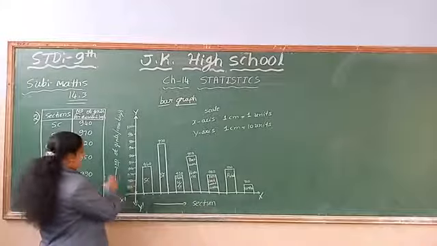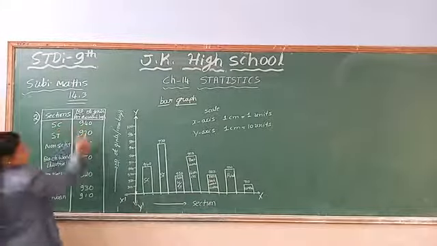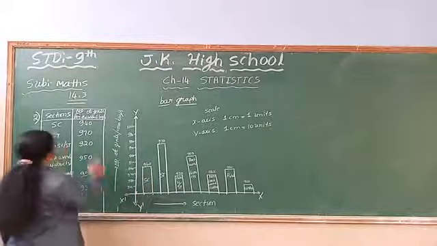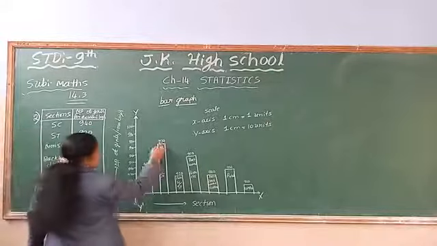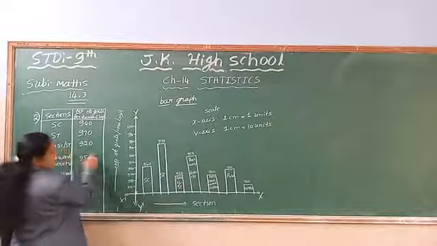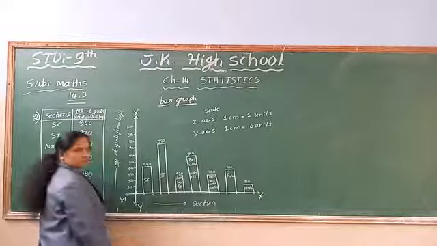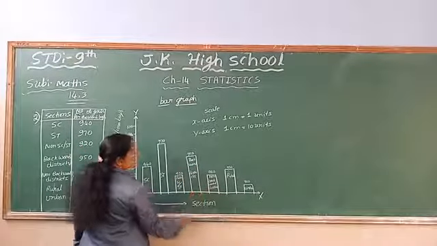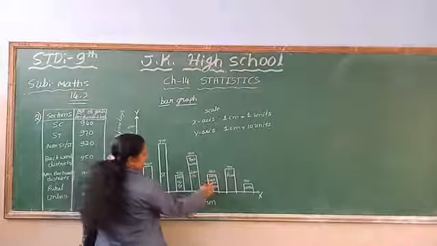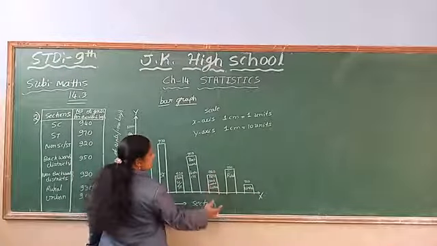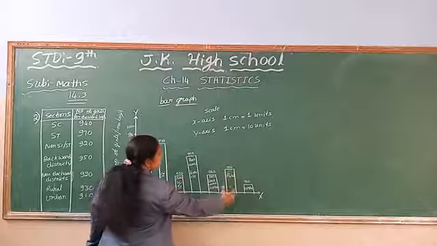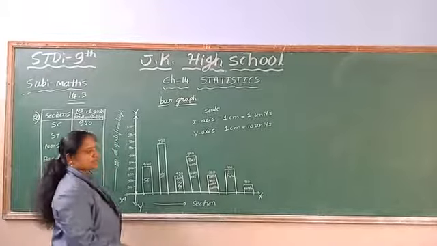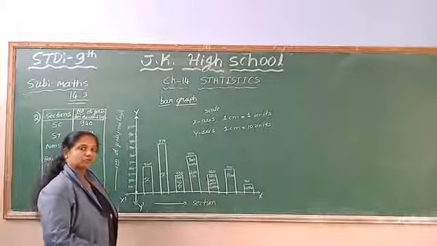Now, first the SC section: how many girls are there? 940, so mark up to 940 and plot the bar. And ST girls, 970 out of 1000. Non-SC girls, 920 for 1000 boys. Backward districts have 950 girls out of 1000 boys, and non-backward districts have 920 girls out of 1000 boys. Rural areas have 930 for 1000 boys, and urban areas have 910 out of 1000 boys.